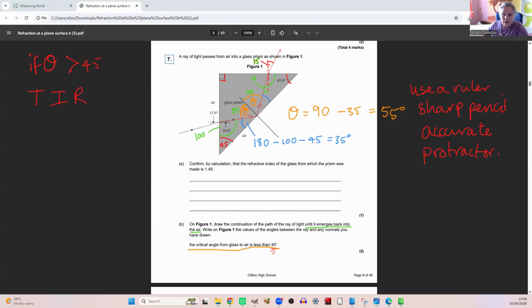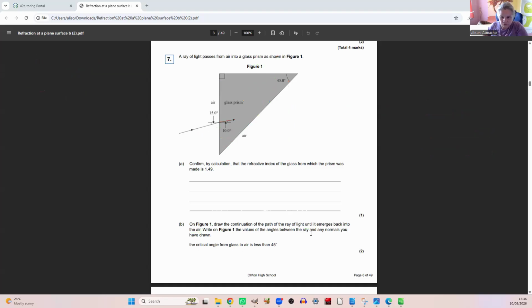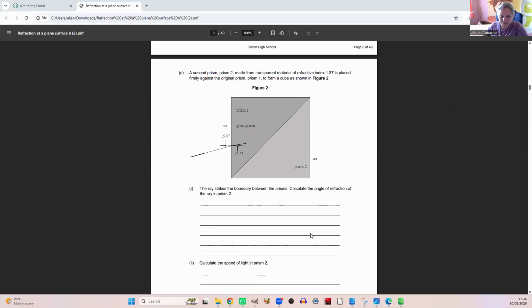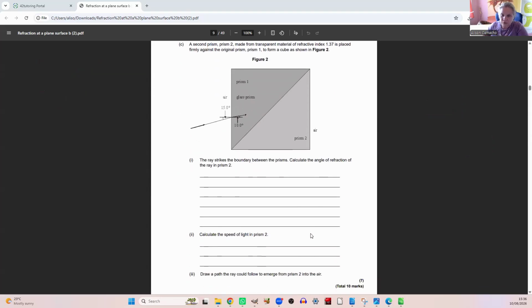Right now, right. So that is part B. Does this question carry on? So let's clear all my drawings and move on. Oh, it carries on. Aha, right. So now we've got a second prism. So now our critical angle has changed because prism 2 is not air. So we have to bear in mind that the critical angle might change.